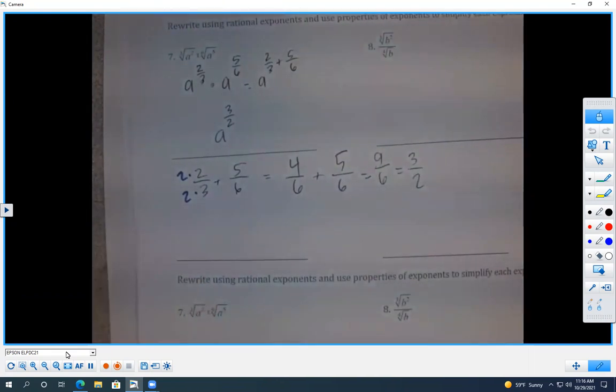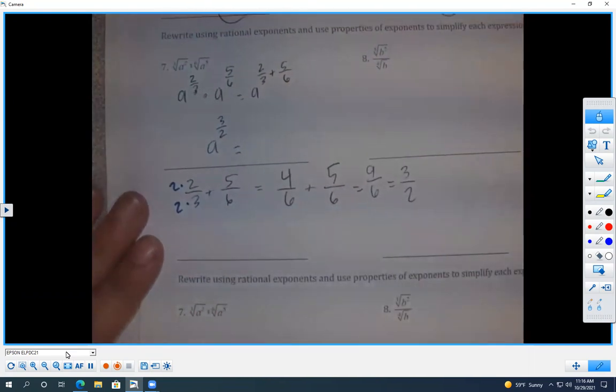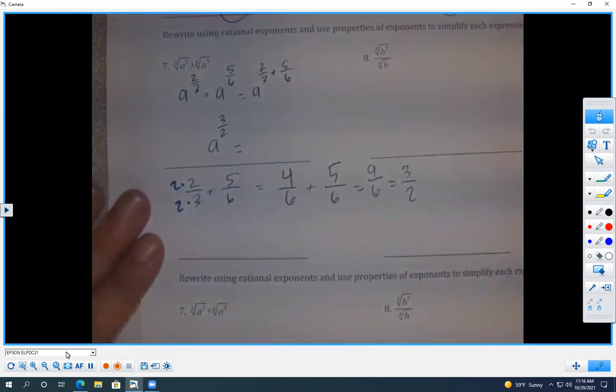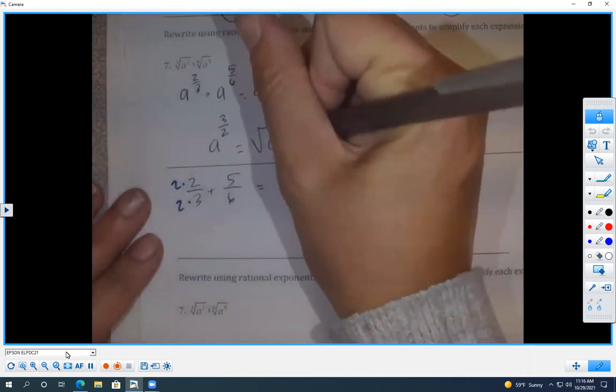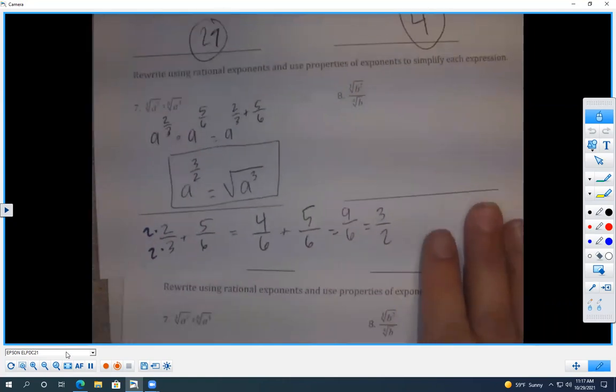And if I want to write that with the root, let's switch it back over to the roots. What would that be? Square root of a to the 3rd power. Questions about that? Okay, so let's move on to the next one.